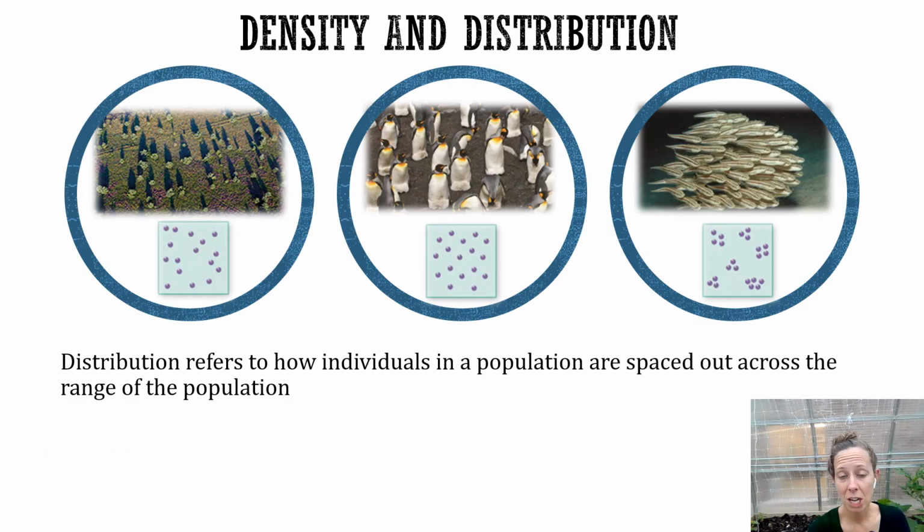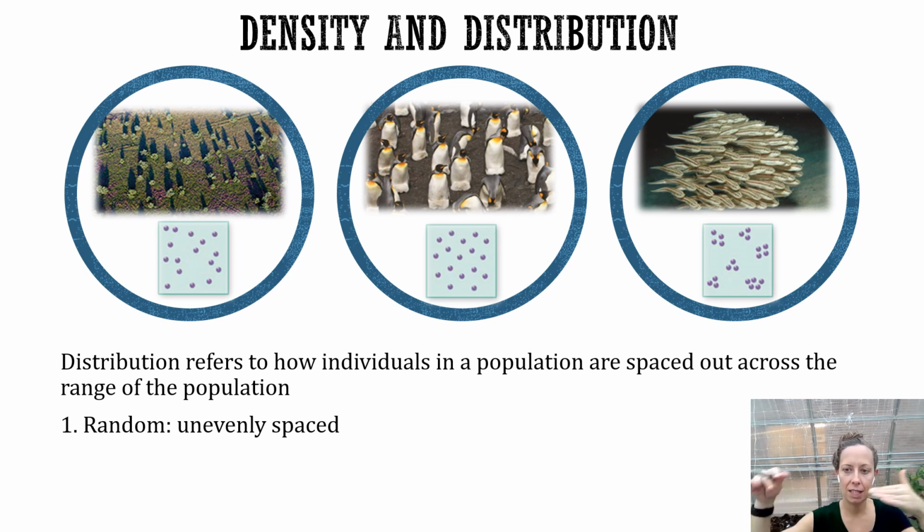So the next thing we're going to talk about, like I said in the last slide, is the density and distribution of a population. So distribution is going to refer to how the individuals in the population are spaced out. All right. So the first one we have is random. This is uneven spacing, like in that first picture, like where a tree is located. Like if you think of a forest, they're not evenly spaced out. They're just wherever the seeds landed.